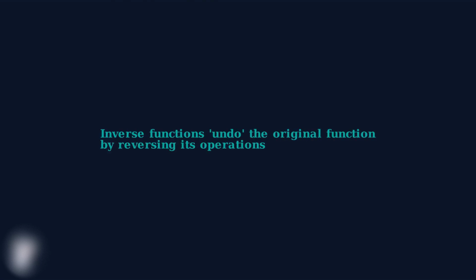The key steps are: replace f of x with y, swap x and y, then solve for y. This systematic approach works for any function that has an inverse.